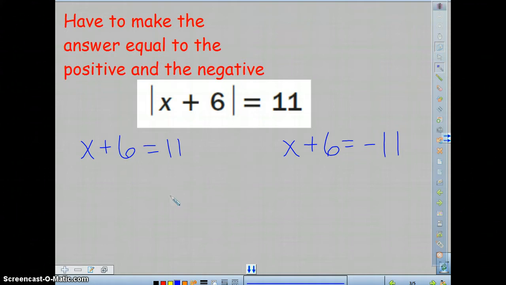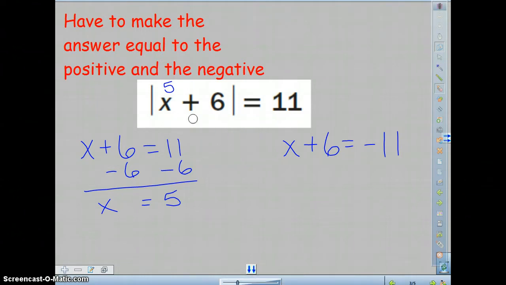Okay, so to solve this, y'all are probably getting pretty good at solving these equations. So we're going to subtract 6, and x equals 5. So one of the answers we can put in would be 5. 5 plus 6 equals positive 11, and the absolute value would equal 11. So that's a good answer.